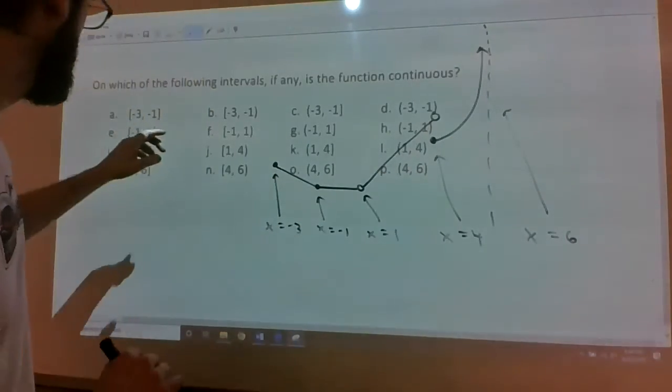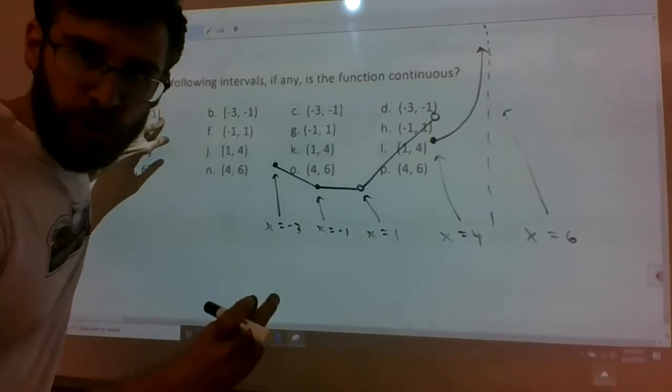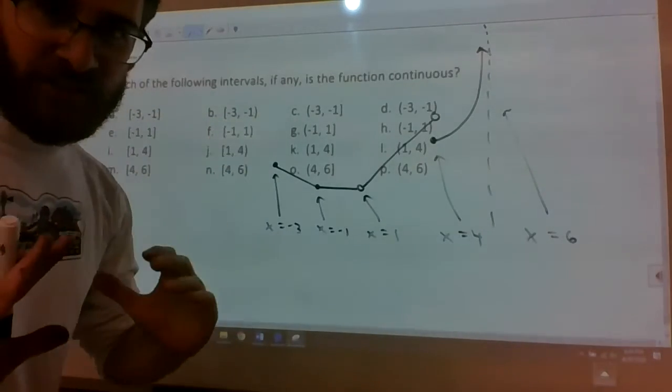So let's get right to it. The brackets mean include. The parentheses mean exclude. All right?